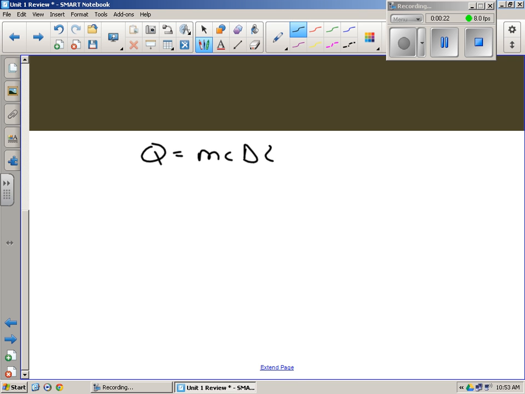So you guys can copy this down. I'm going to go quickly, so keep up the pace here. 1.45 kilograms of iron. Specific heat capacity of iron is 0.449 joules per gram degrees Celsius. And the temperature change, of course, remember, it's the final minus the initial.